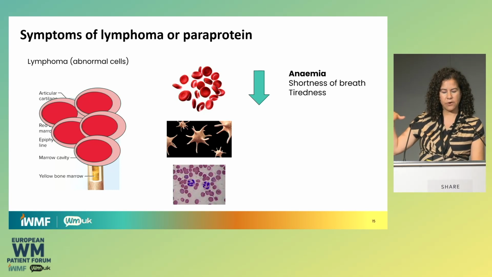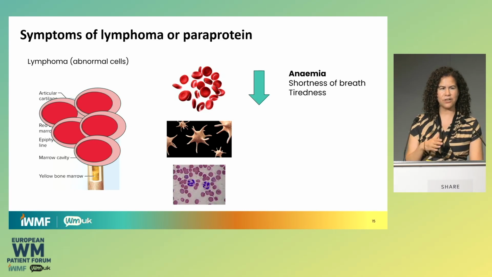And if that's low, then the symptoms you get with anemia can be shortness of breath, particularly on exertion. People generally notice it first when they're going up hills, or you get fatigue as well related to that, because your red blood cells carry oxygen around the body.